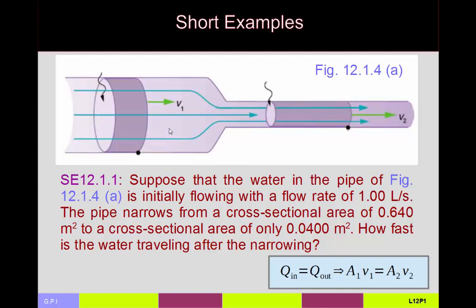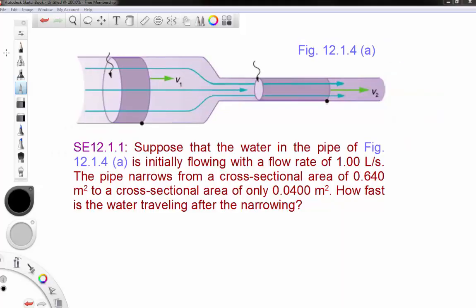Suppose that you have water in this pipe, initially flowing at 1 liter per second, and then the pipe narrows. We want to know how fast the water will be traveling after the narrowing. This one has a continuity equation, which says A1V1 equals A2V2. What we want to know is how fast after the narrowing, and that would be V2.